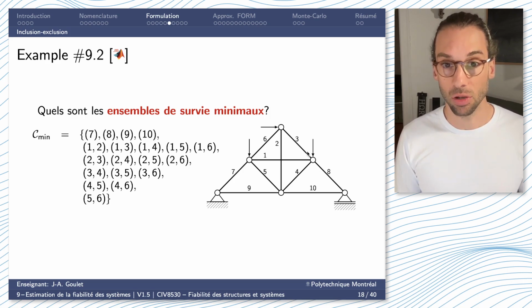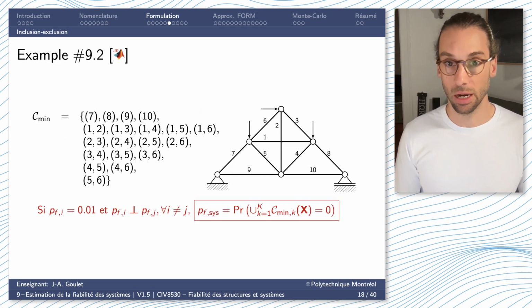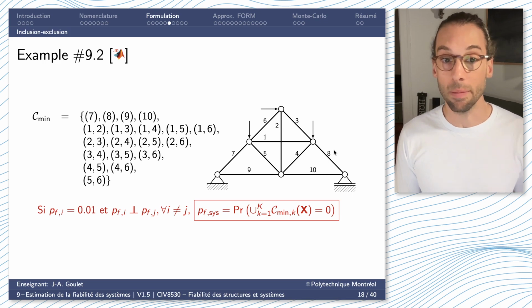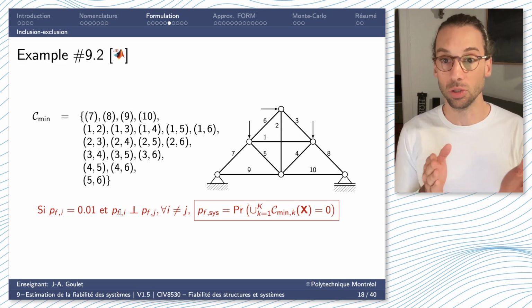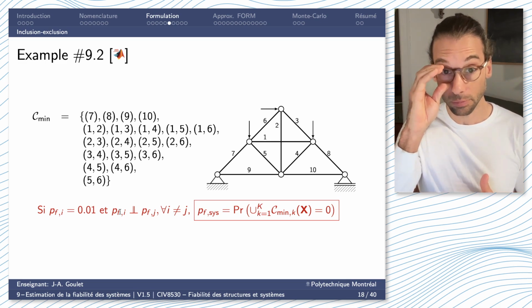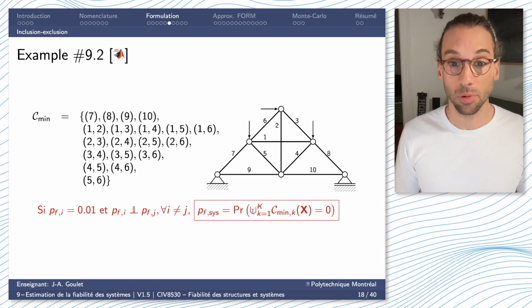Then, since we have those kind of full square here, if we cut any two members in that square center part here, that would lead to the failure. So these are enumerated in that minimal cut set there. Then if we define that the probability of failure of any of those individual components, so any individual member, is 1%, and we assume that the failure probability of each of those is independent, then we can define the system failure probability as the probability of the union of those minimal cut set.